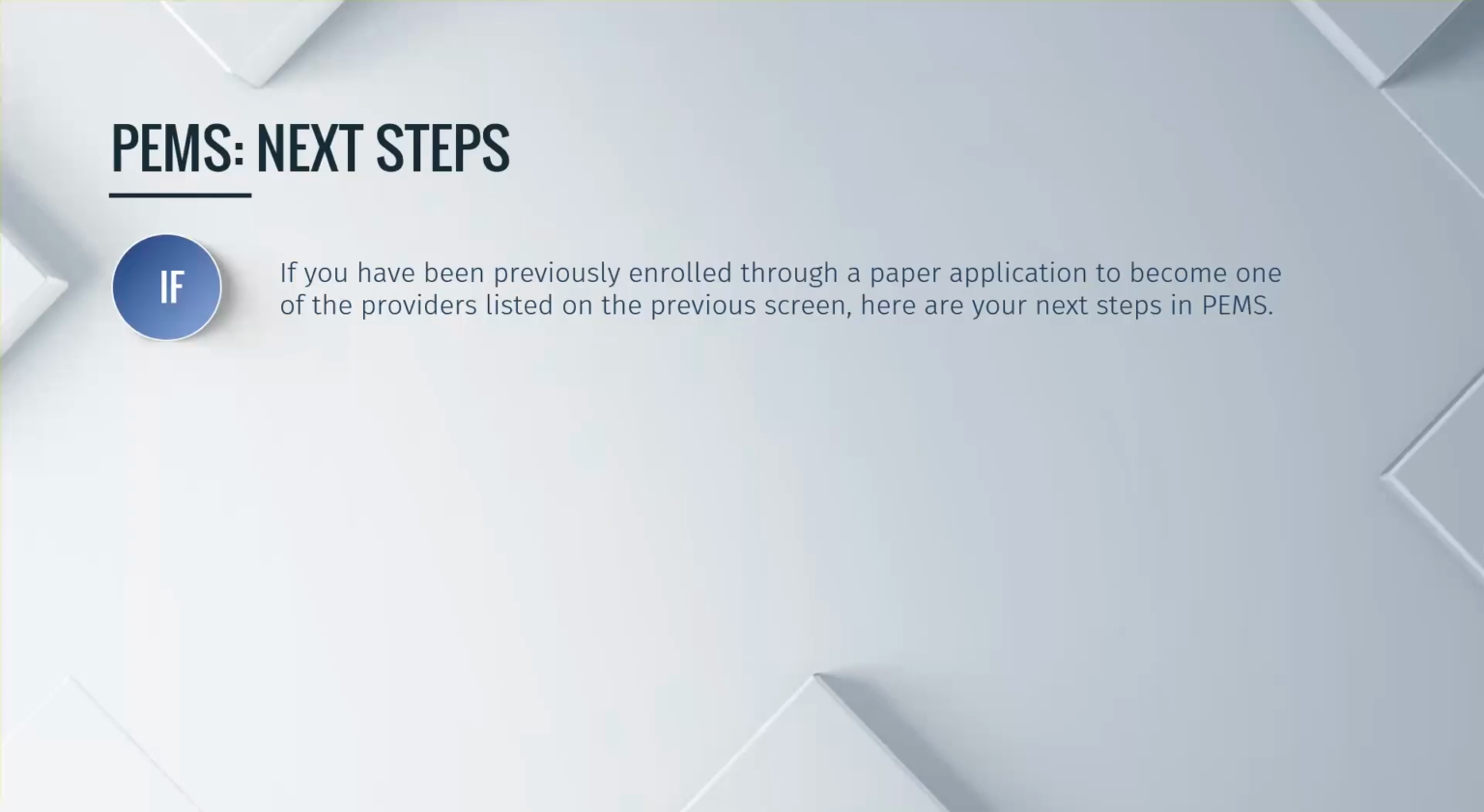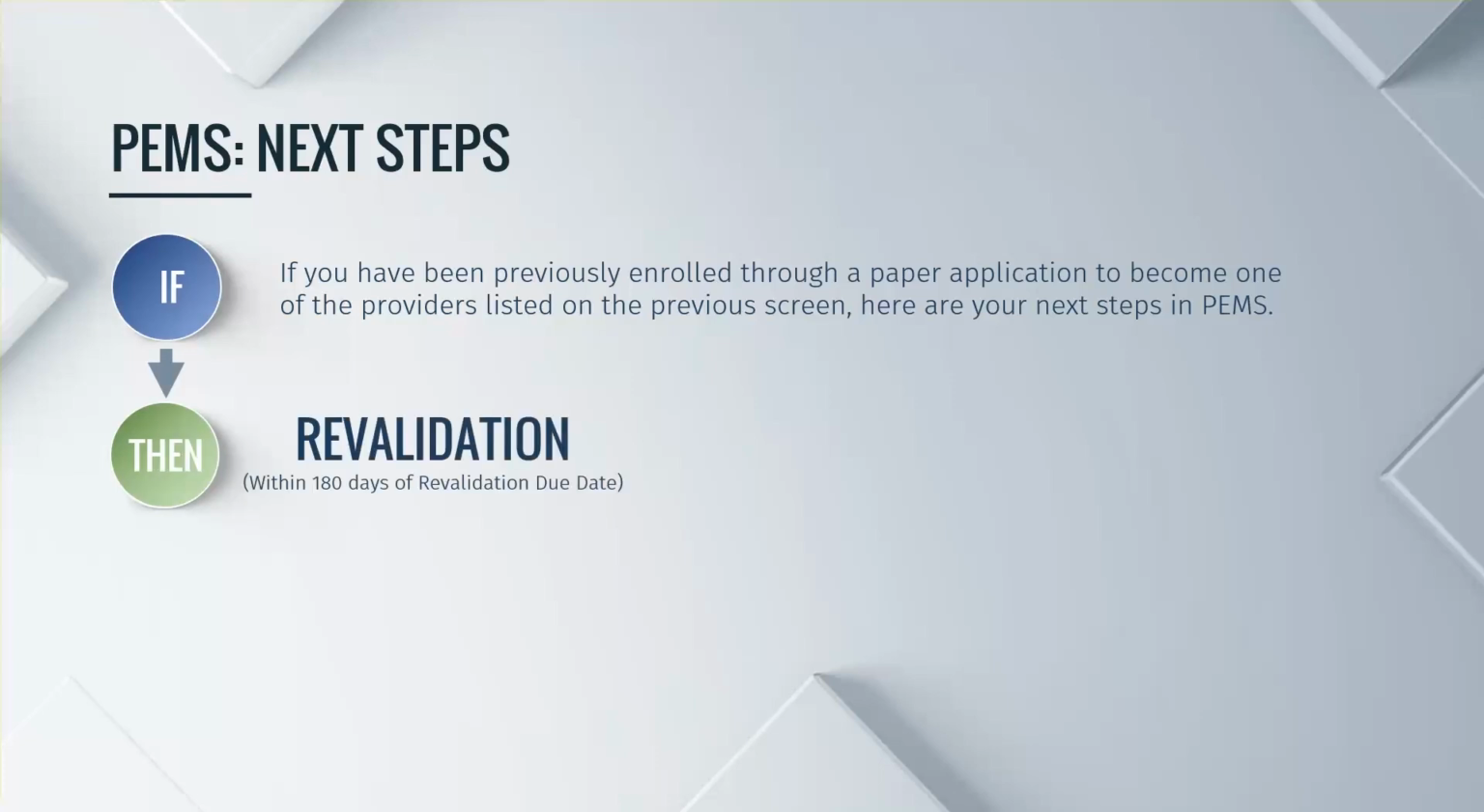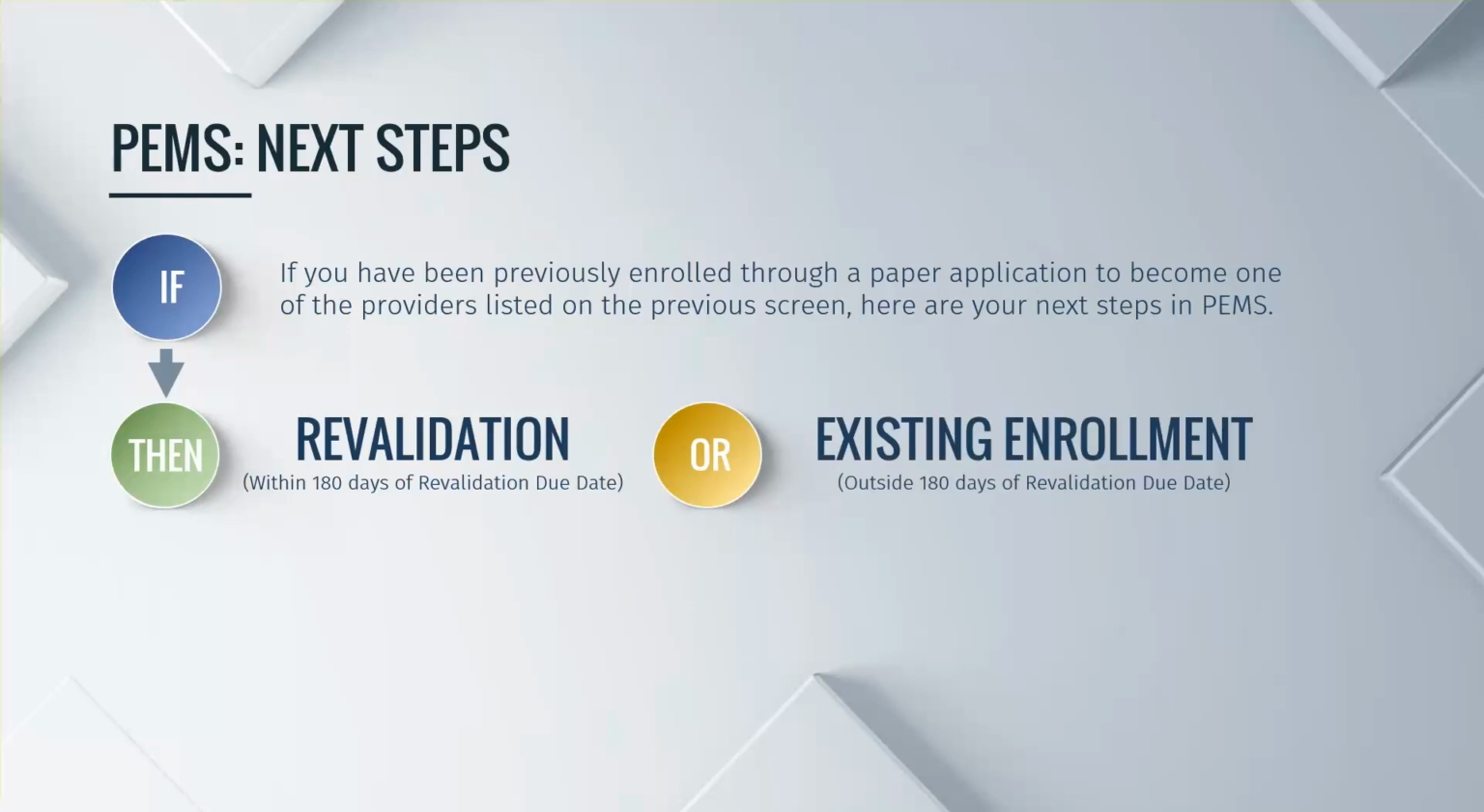If you have been previously enrolled through a paper application to become one of the providers listed on the previous screen, here are your next steps in PEMS. Your next enrollment would be a revalidation for your NPI or API if you are within 180 days of your revalidation due date. This will allow you to open the whole application while confirming previous enrollment information and making necessary changes. This is similar to an existing enrollment.